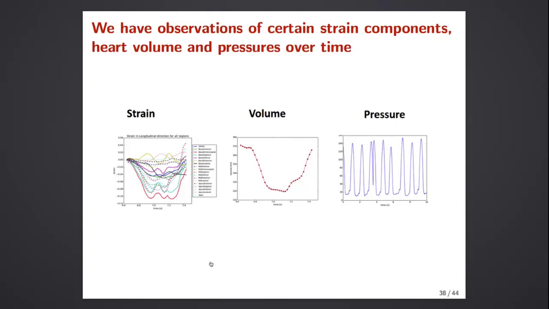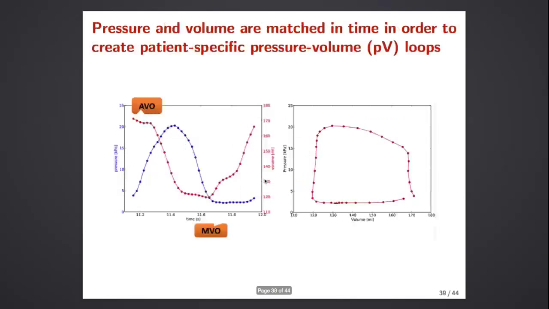So what we do then, since the pressure and volume data are on different time scales, is match the pressure and the volume data in order to create these so-called patient-specific PV loops. PV loops are pressure-volume loops. You'll see an example here: volume on the x-axis and pressure on the y-axis. Essentially, the volume fills, it increases in volume, and then there's a dramatic increase in pressure, leading to contraction of the heart, volume reduces, and then it relaxes again.